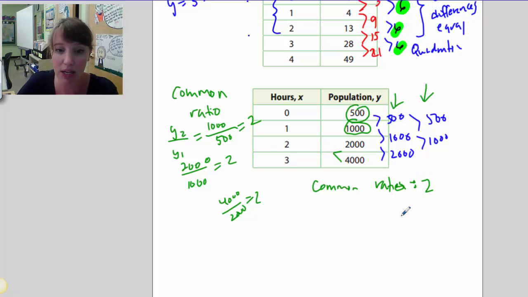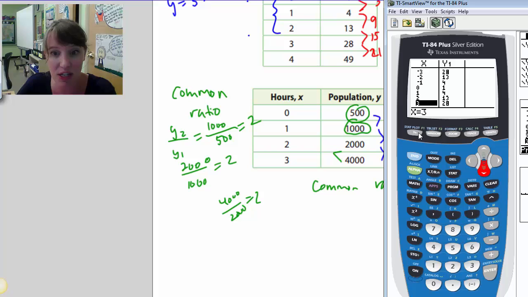Okay, and what I could do is figure out the exponential function given the initial value, which is 500, and the common ratio, which is 2. You can figure that out. You can also put it into your graphing calculator and actually ask it to fit an exponential function to that.